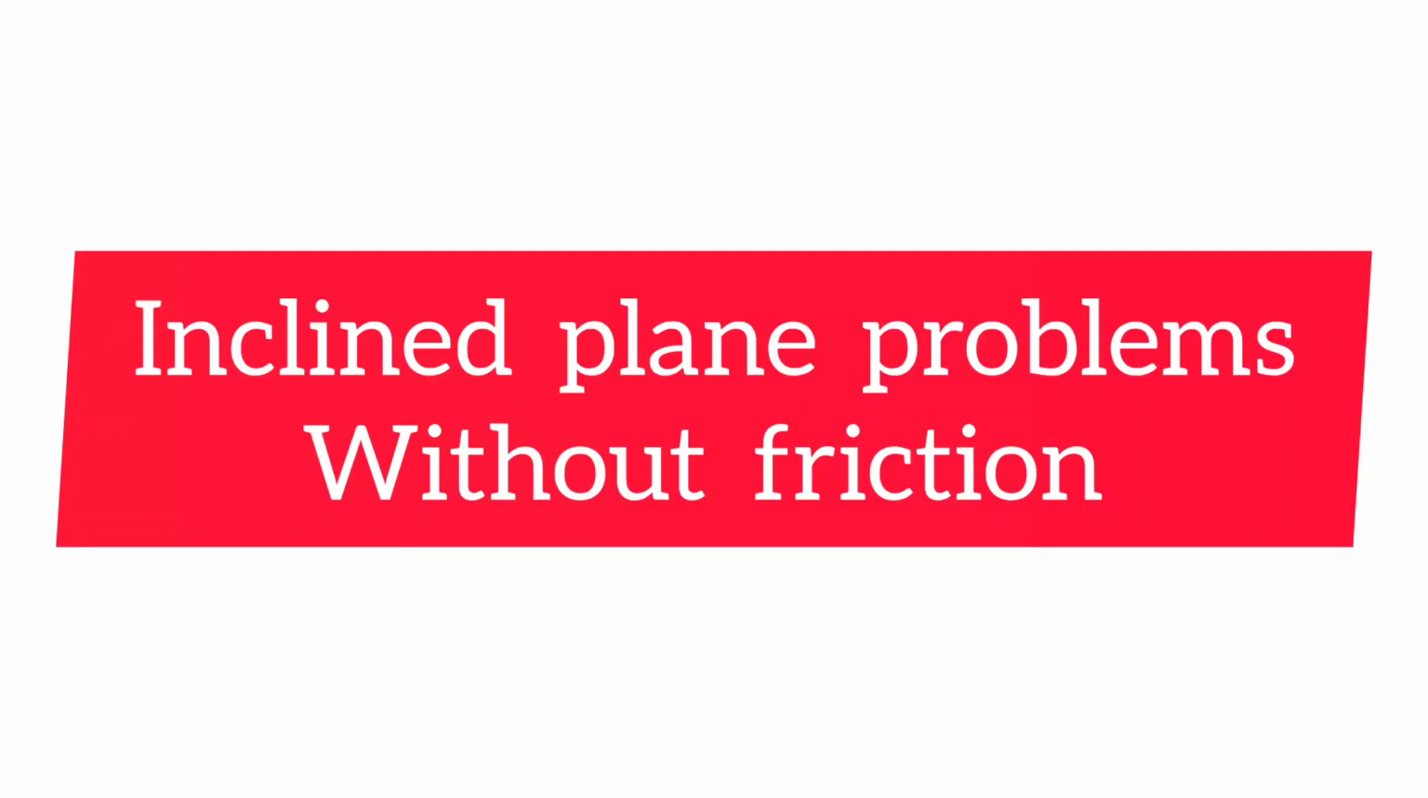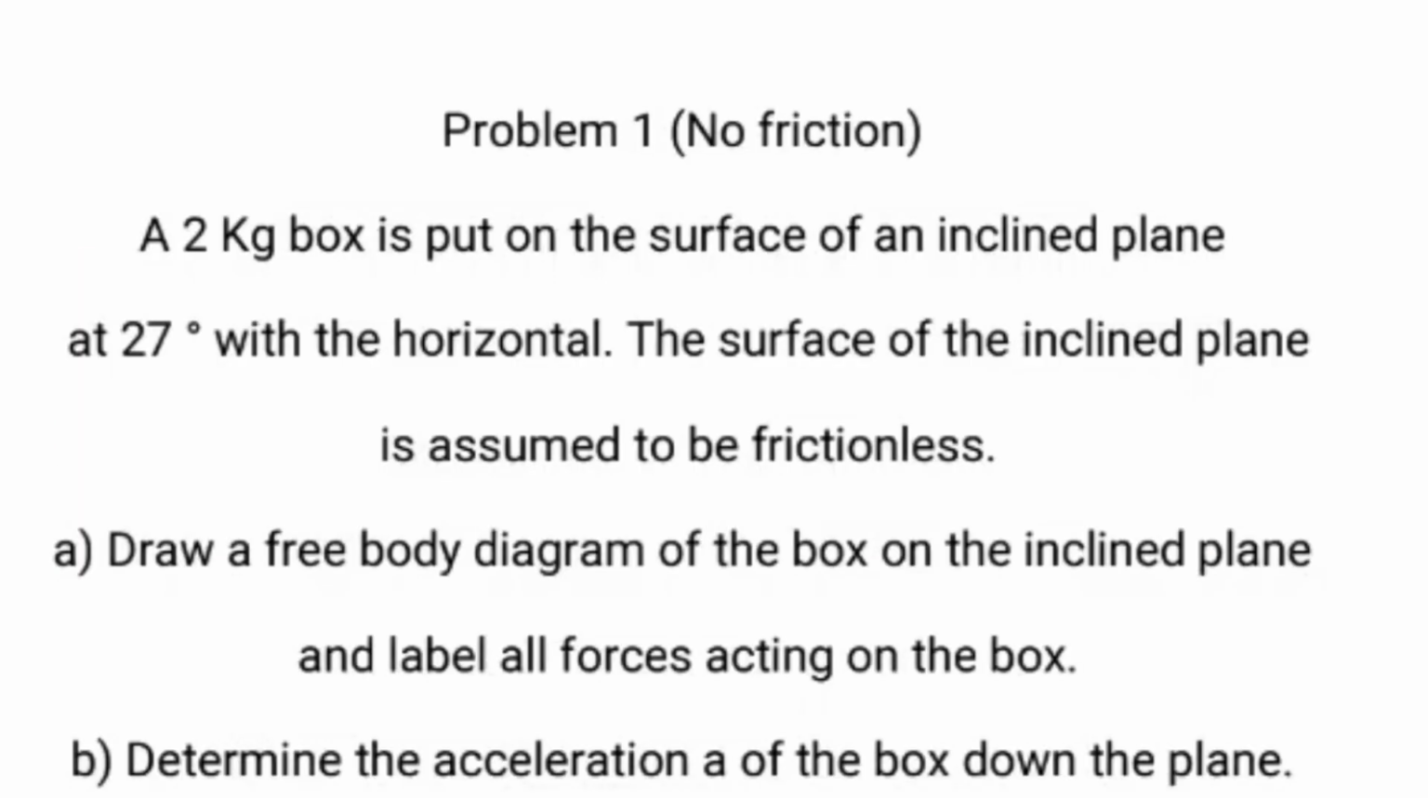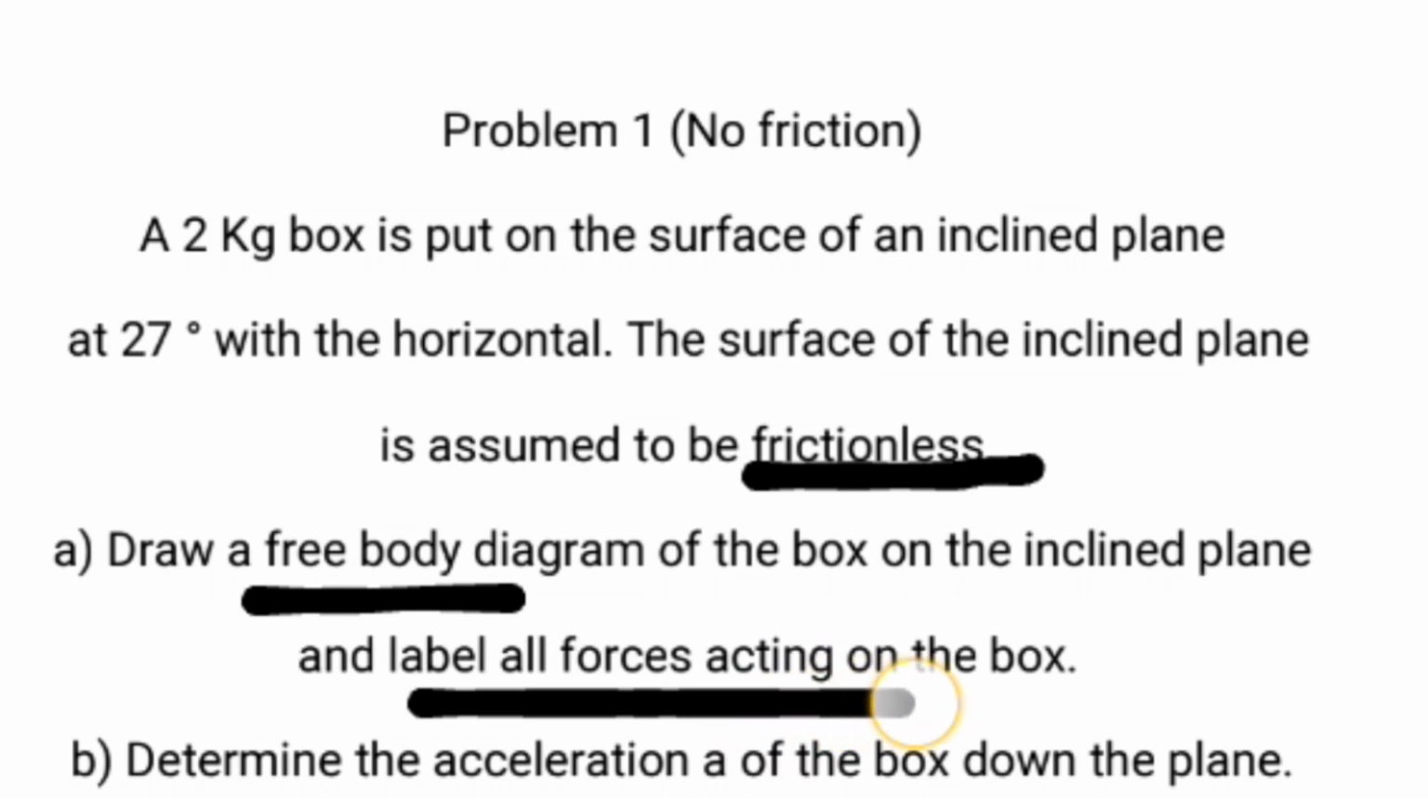So in this video, we solve inclined plane problems without friction. A 2 kg box is put on a surface of an inclined plane at 27 degrees with the horizontal. The surface of the inclined plane is assumed to be frictionless. So, in part A, we need to draw a free body diagram of the box on the inclined plane and label all the forces acting on the box.